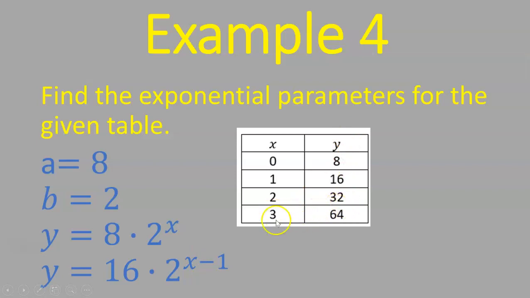For example, if I use this last row, plug a 3 in here, and use your calculator if you need to, 2 to the third power is 8. 8 times 8 is 64. If you put a 3 in here, 3 minus 1 is 2. 2 to the second power is 4. 4 times 16 is also 64. So either one could work. You might want to be sure you know the difference between these two, and the fact that these two actually are the same situation.